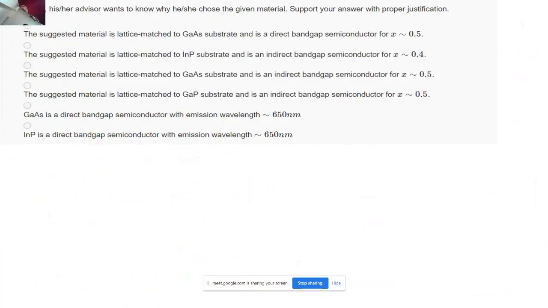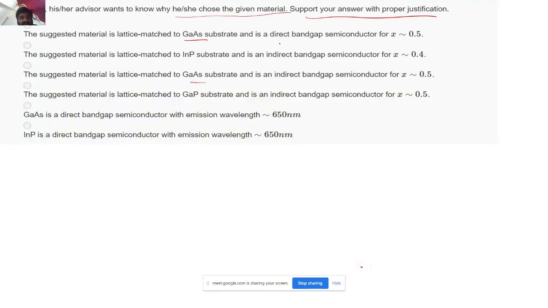Now coming to the next point. Now the question is, her advisor wants to know why she chose the given material. So support your answer with the proper justification, and we have already told, right? So the lattice matching is there, and lattice matching with the GaAs is happening. So option number 1 and option number 3 seem correct over here. Now let's look at the details.